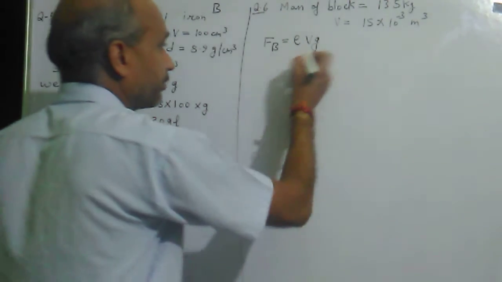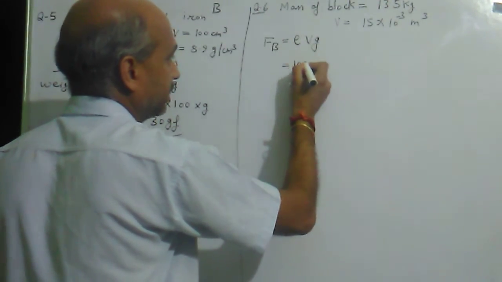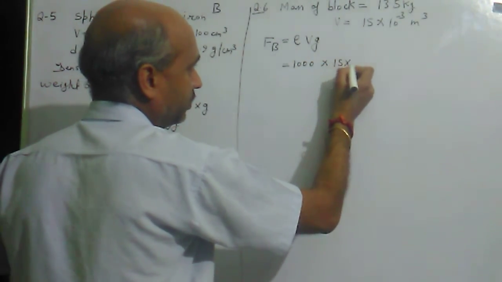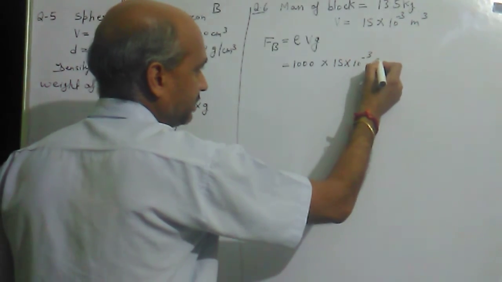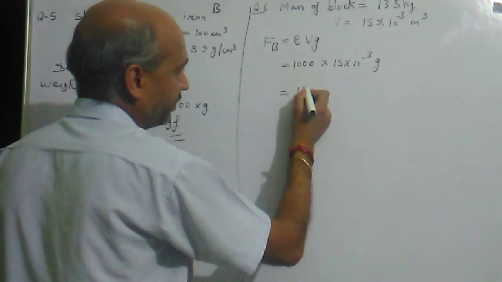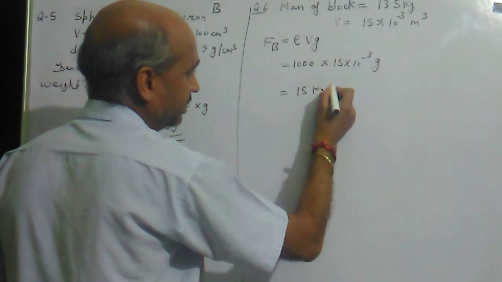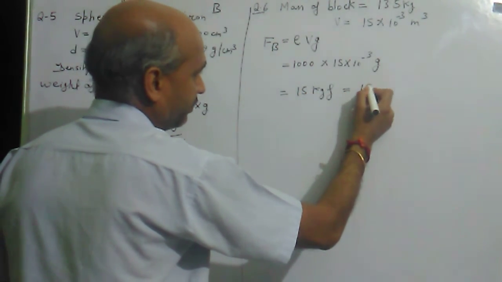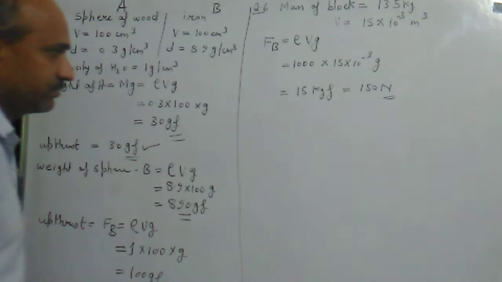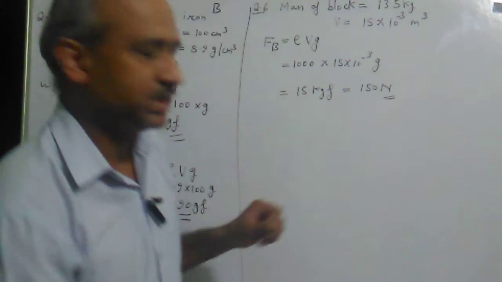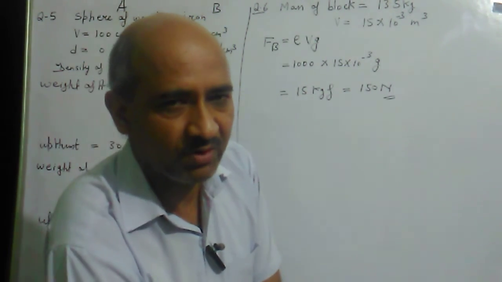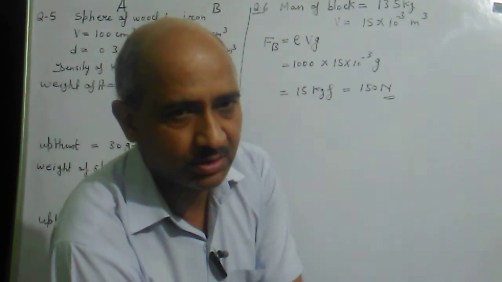So rho means 1000. What about V? V is this much, so 15 into 10 to the power minus 3, and g means only g. So on calculating this, it will be 15 kgf, or we can say 150 Newton on multiplying with 10, that is with the value of g. So either you can write 15 kgf or you can write 150 Newton. So this is your answer.